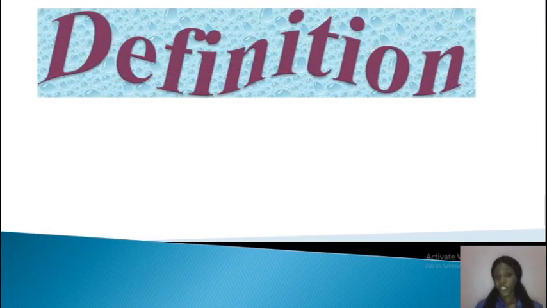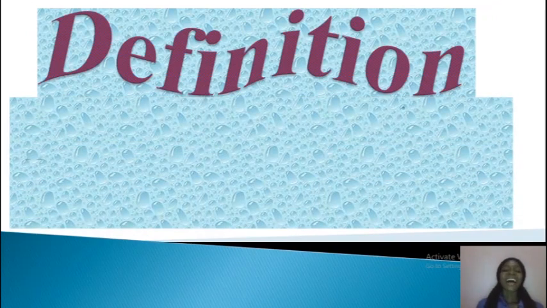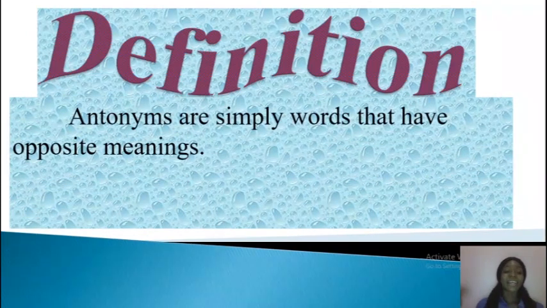Okay, the first specific objective is the definition of antonyms. Now, what is an antonym? What are antonyms? Antonyms are words that have opposite meaning. They are words that are opposite in meaning. For example, you say good. What is the opposite of good? Bad. So antonyms could just be said to be words and their opposites.